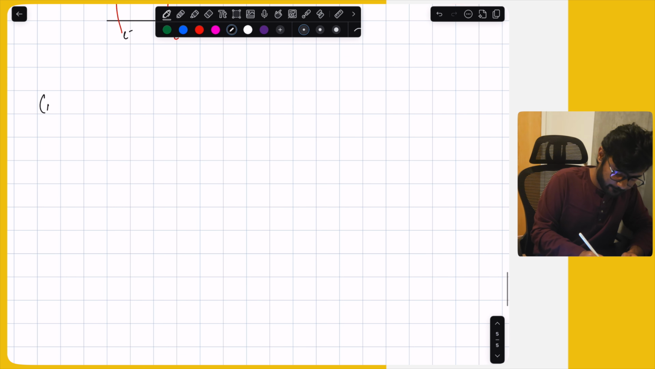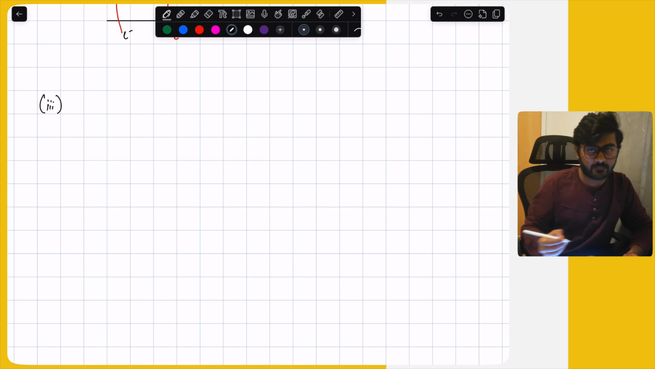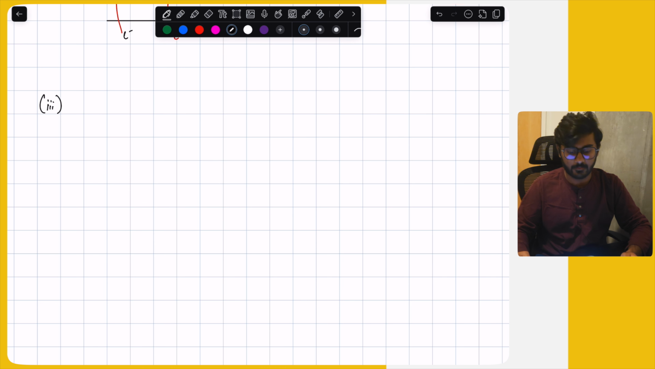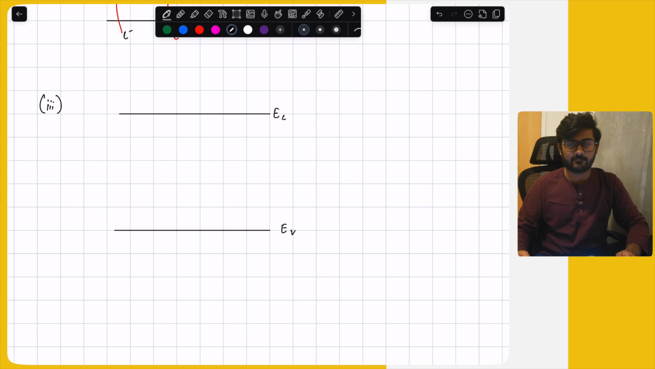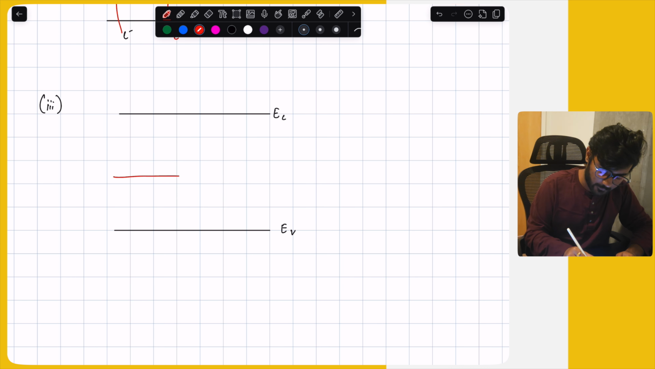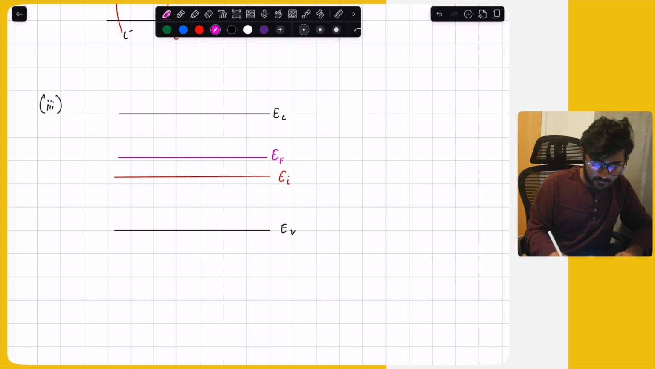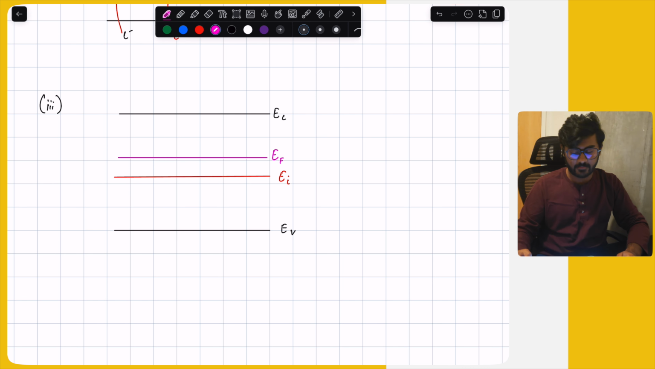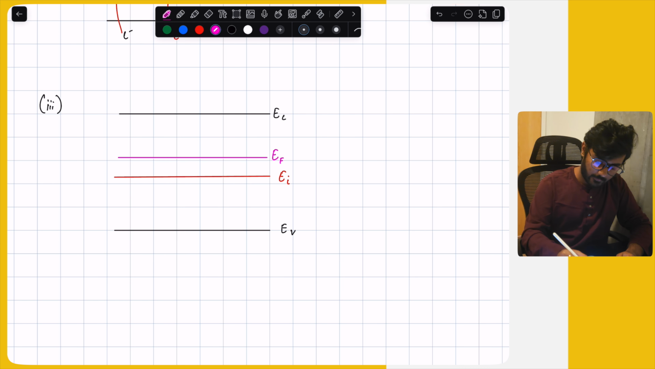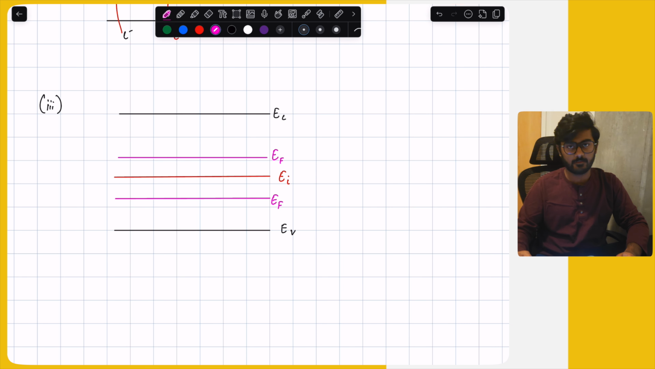So the next thing is, we can find what is the majority carrier concentration in the material. Like I mentioned before, we find the relative position between the EF and EI of the material. So suppose this is EI. If your EF is above EI, that means the majority carriers in this material are electrons. And if your EF is below EI, that means the majority carriers are the holes.